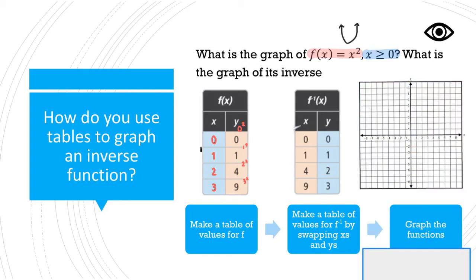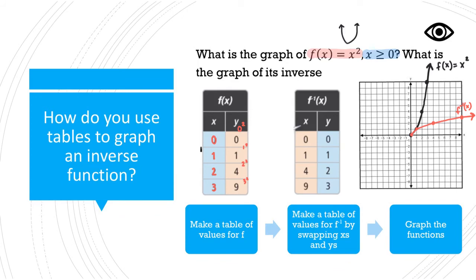For our last step, we are going to graph the function. So I am just going to spend some time plotting the points. I just quickly plotted the points of my first function, f of x. And again, this is just f of x equals x squared, but x is greater than or equal to 0. So it's half of a parabola. Let's look at the inverse function. The red line is my inverse function. Looks pretty interesting, doesn't it?